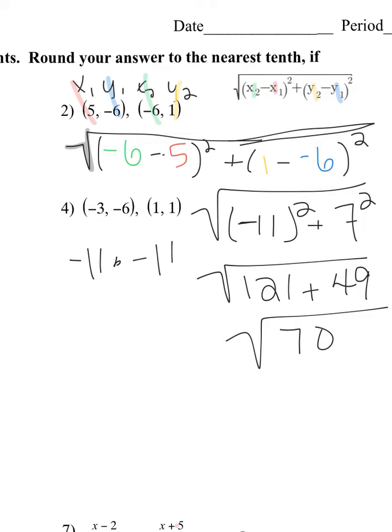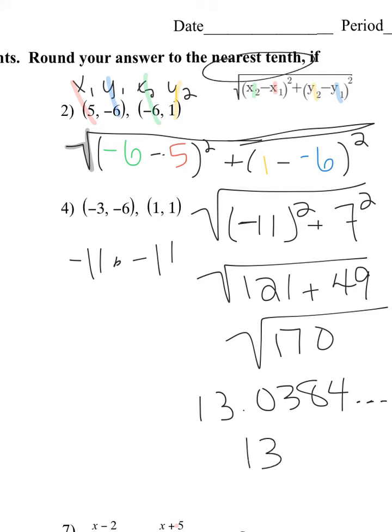All right, and when I plug the square root of 170 into my calculator, I'm going to get 13.0384, and so on. But this is asking me to round to the nearest tenth. So for my nearest tenth, I'm looking at this 0 place right here. 3 isn't big enough for it to round up, so I'm just going to end up with 13.0 or 13.